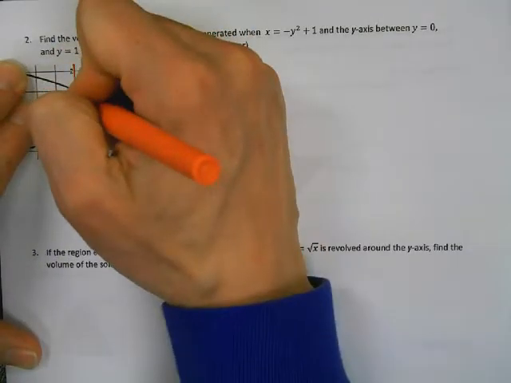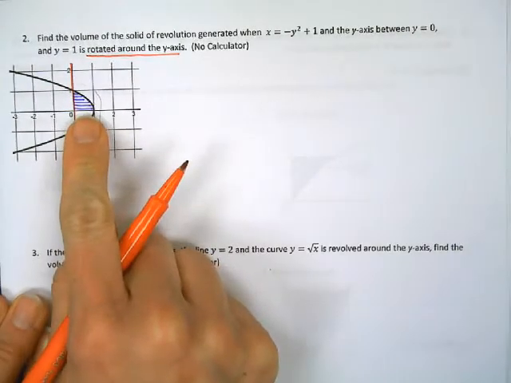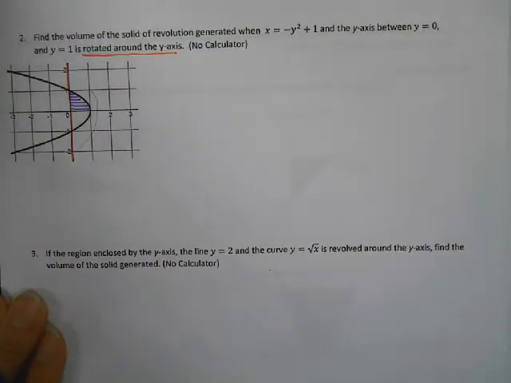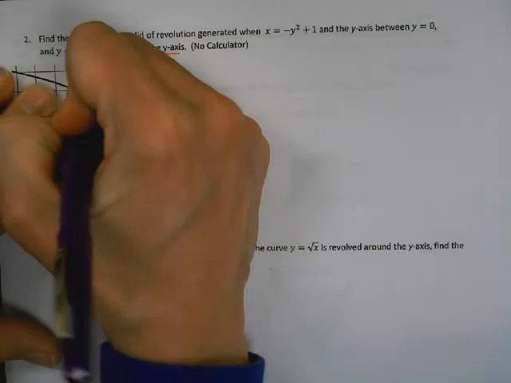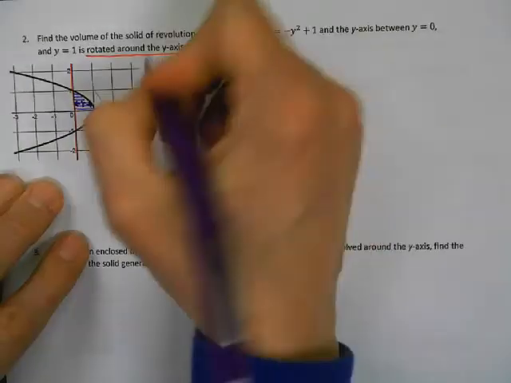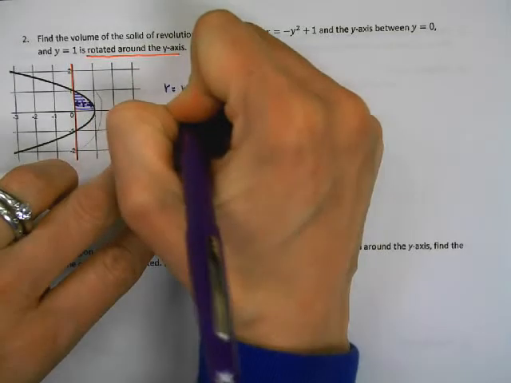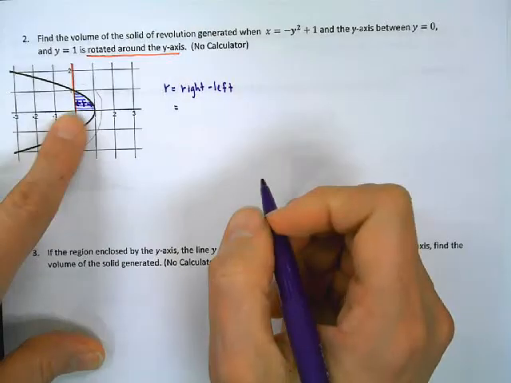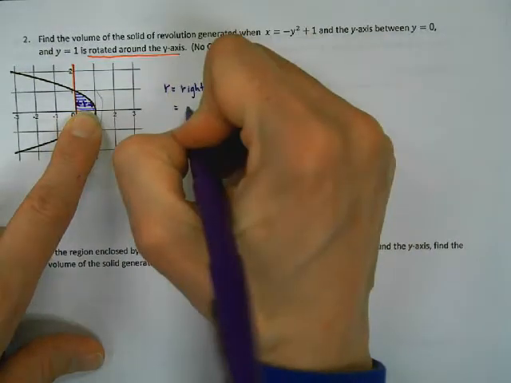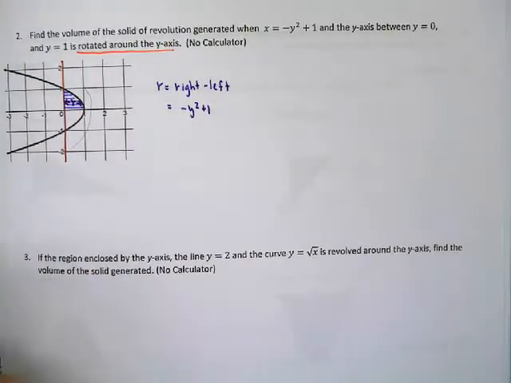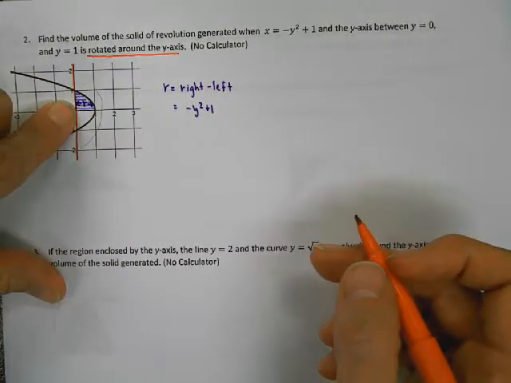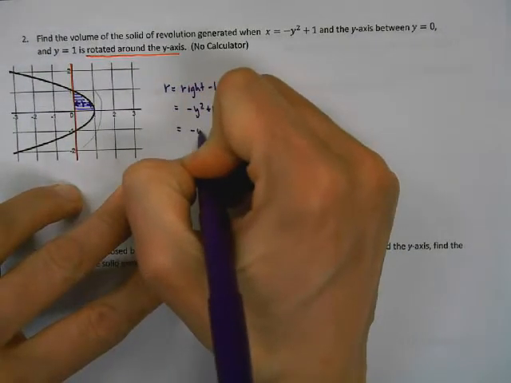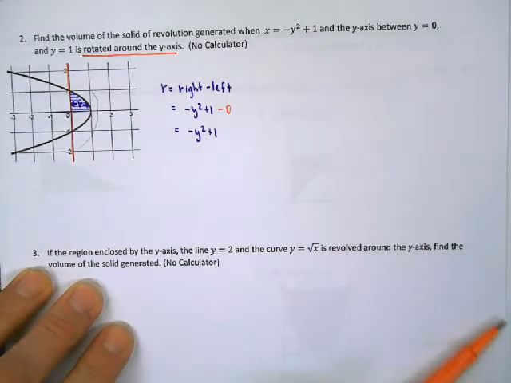So now I've got my region. I'm going to highlight that axis. And again, you can see there's no gap in between there. So this is going to be another discs problem. I only need one radius. And my radius, in this case, is going to be right minus left because we're going about the y-axis. So let's see what that would be. My right boundary here is my function negative y squared plus 1. My left boundary is just right here, x equals 0. So I get negative y squared plus 1 for my radius.